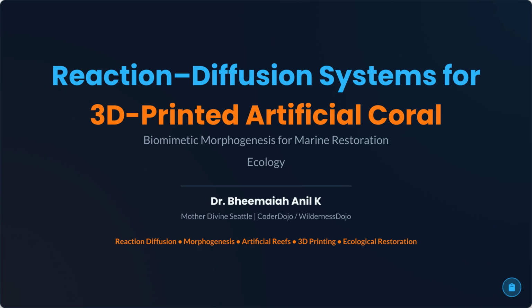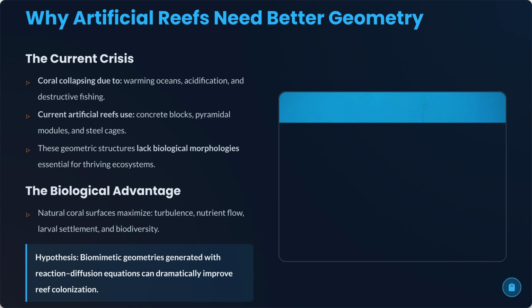Welcome to this video on reaction-diffusion systems for 3D printed artificial coral. We'll explore biomimetic morphogenesis for marine restoration ecology. Artificial reefs currently rely on simple geometries like concrete blocks, which lack the biological complexity essential for thriving marine ecosystems. Natural coral surfaces, however, maximize turbulence, nutrient flow, and larval settlement, leading to high biodiversity.